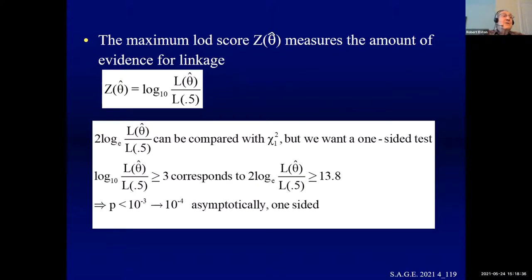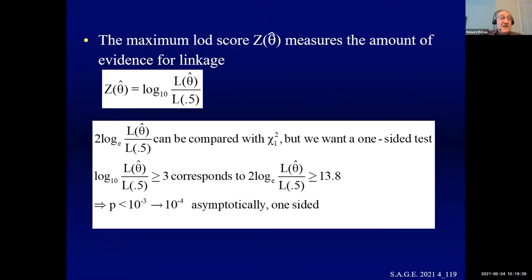Now, suppose you look at twice this Z theta hat, then it can be compared with, and you use logs to base e, a chi-squared with 1 degree of freedom. But we want a one-sided test. And when you do that, log to base 10 of the likelihood at theta hat over the likelihood at 0.5 greater than 3 corresponds to this log to base e being greater than 13.8. And because the log to base 10 is greater than 3, we can show that the p-value must be less than 10 to the minus 3. But asymptotically, it's going to be 10 to the minus 4.